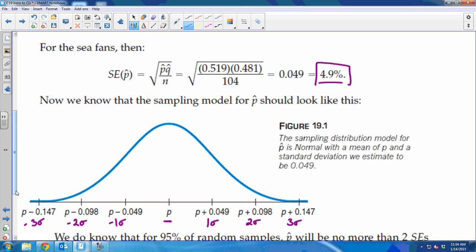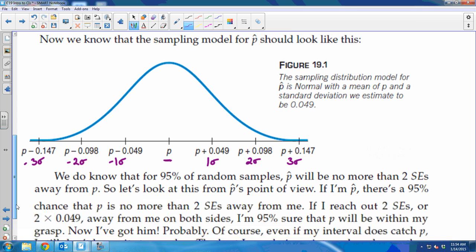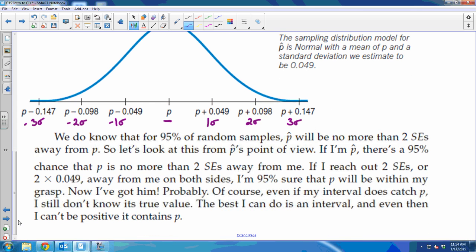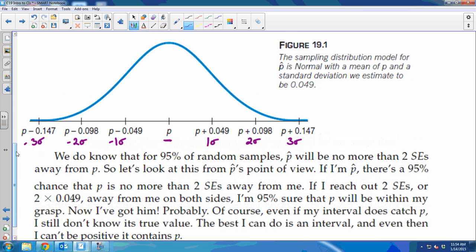Can't do anything. So, if you think about the 68, 95, 99.7 rule we've talked about and we've seen a million times this year, right? 68% being here, 95 here. I'm not going to do 99.7 because I don't really need it right now.